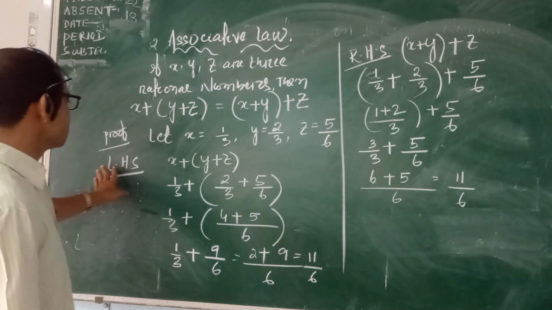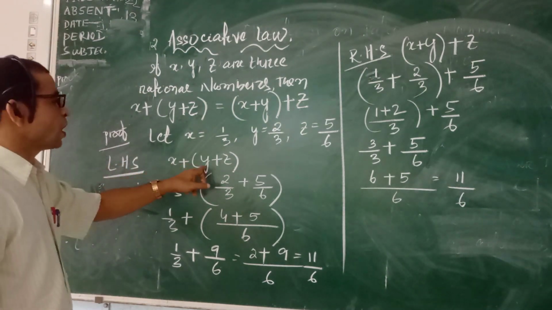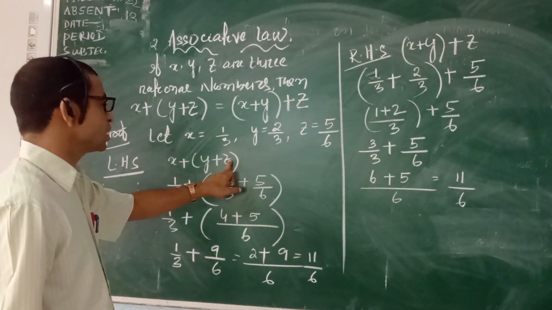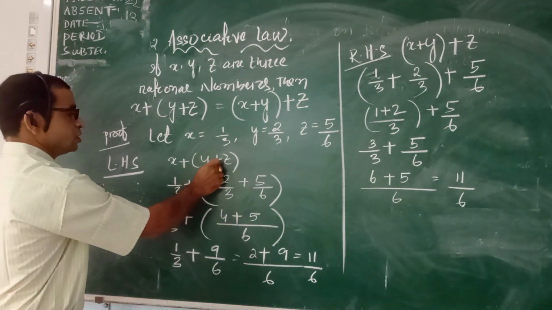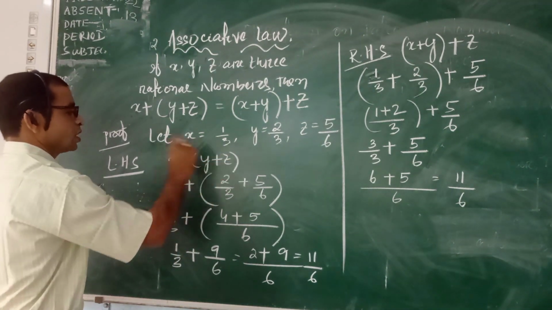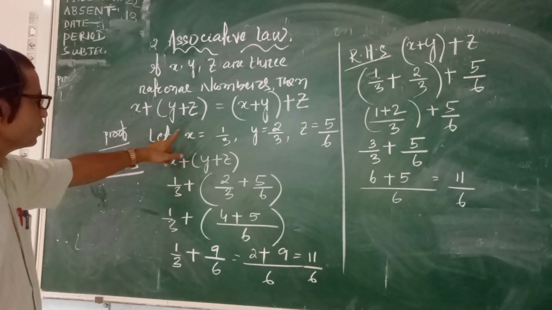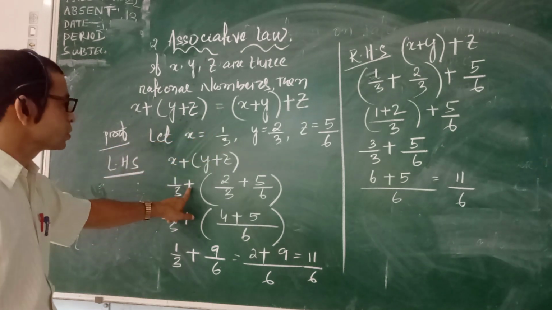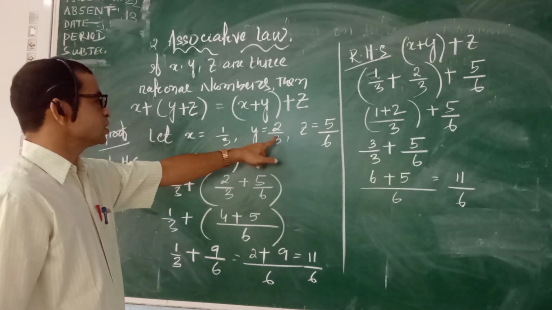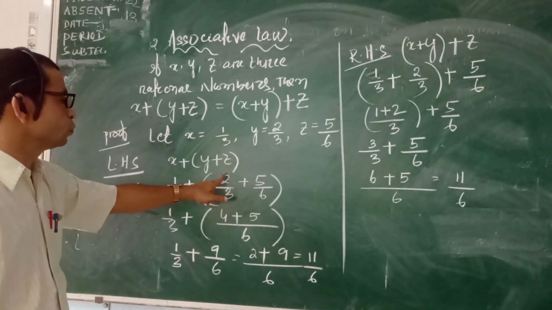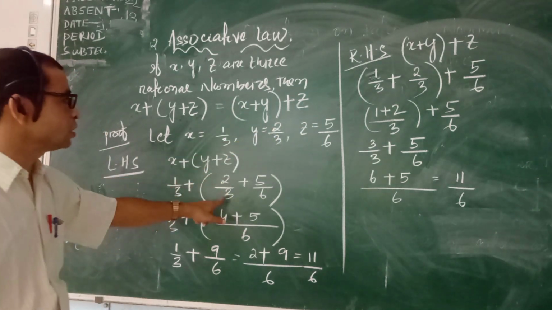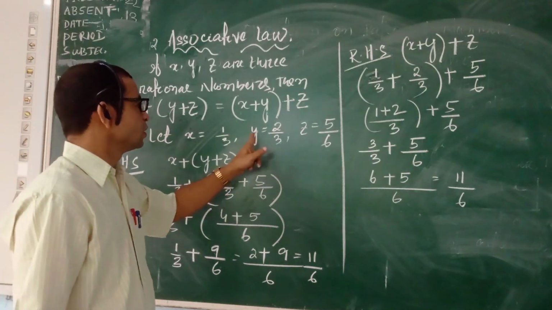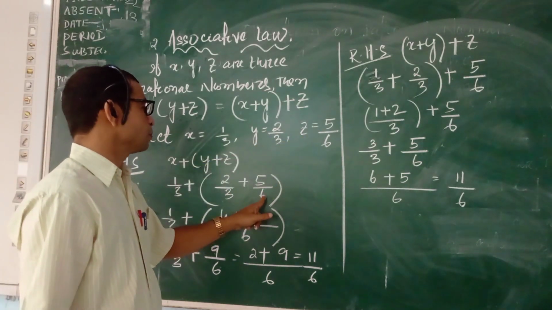Now what is your LHS? x plus (y plus z). So which part will be inside the bracket? Y plus z. Please see it carefully, y plus z should be inside the bracket. Now just put in the values. x is equal to 1 by 3 plus, now y is equal to what value have we considered? 2 by 3. So in place of y we write 2 by 3 plus, and in place of z we write 5 by 6.